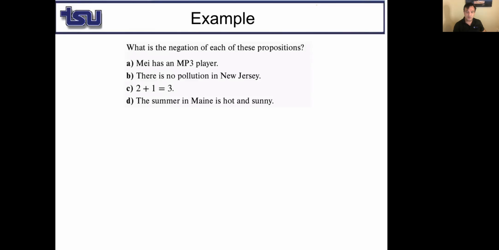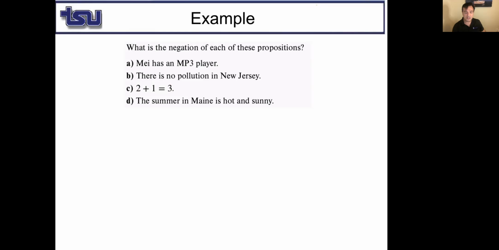What is the negation of each one of those propositions? May has an MP3 player. The negation will be May does not have an MP3 player. There is no pollution in New Jersey. And the negation will be there is pollution in New Jersey. 2 plus 1 is equal to 3. The negation will be 2 plus 1 is not equal to 3.